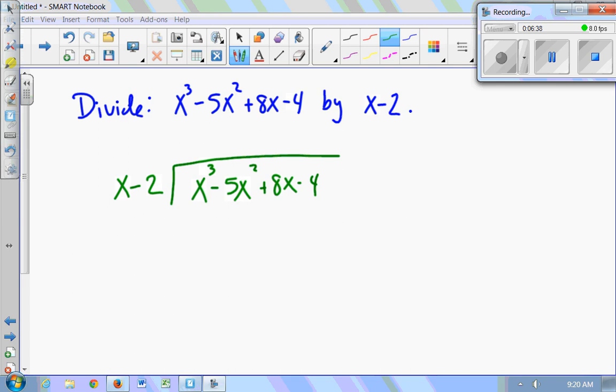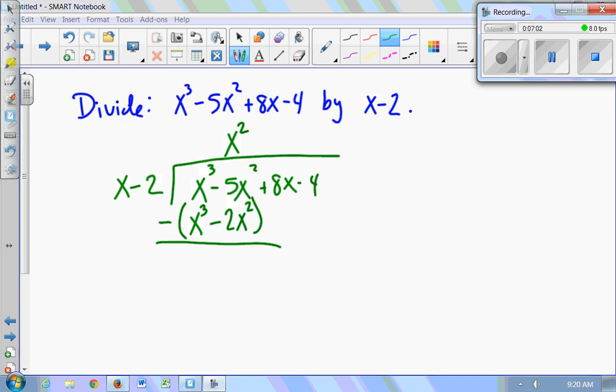X squared. So I put my x squared over the x squared term in the dividend, and I say x squared times x is x cubed, and x squared times negative 2 is negative 2x squared. And then I have to subtract that whole thing. So I always use parentheses to remind me that I have to subtract both terms.